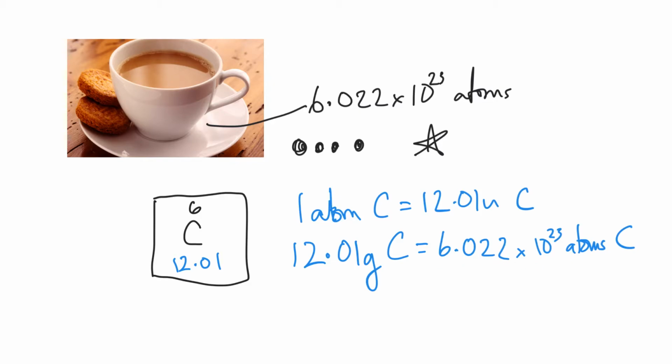So whenever we weigh out this number underneath in grams, then we have weighed out 6 times 10 to the 23 atoms of carbon. Just to give you an example, if you counted carbon atoms about 1,000 a second, you would be dead before you could get up to a number this big.